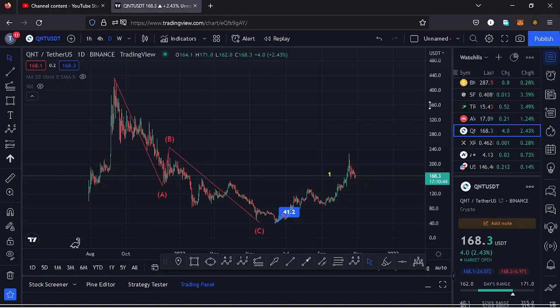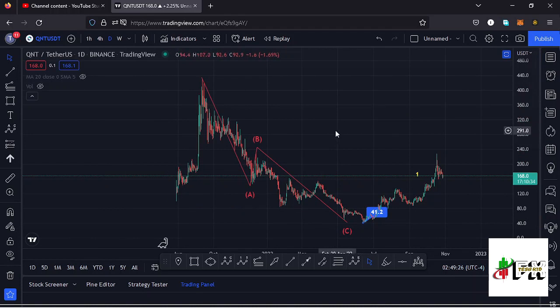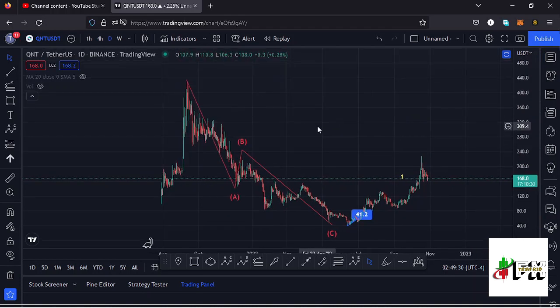I'll be giving you a price prediction update on Quantum, whose current price stands at the $168.2 mark, and here on TradingView the market is up by 2.25%. In this video I want to give you the key scenarios that I expect to play out, basing my analysis on the Elliott wave structures and the Fibonacci's, and also the key areas of support and resistance, and also draw out any key chart patterns that we have on this chart.